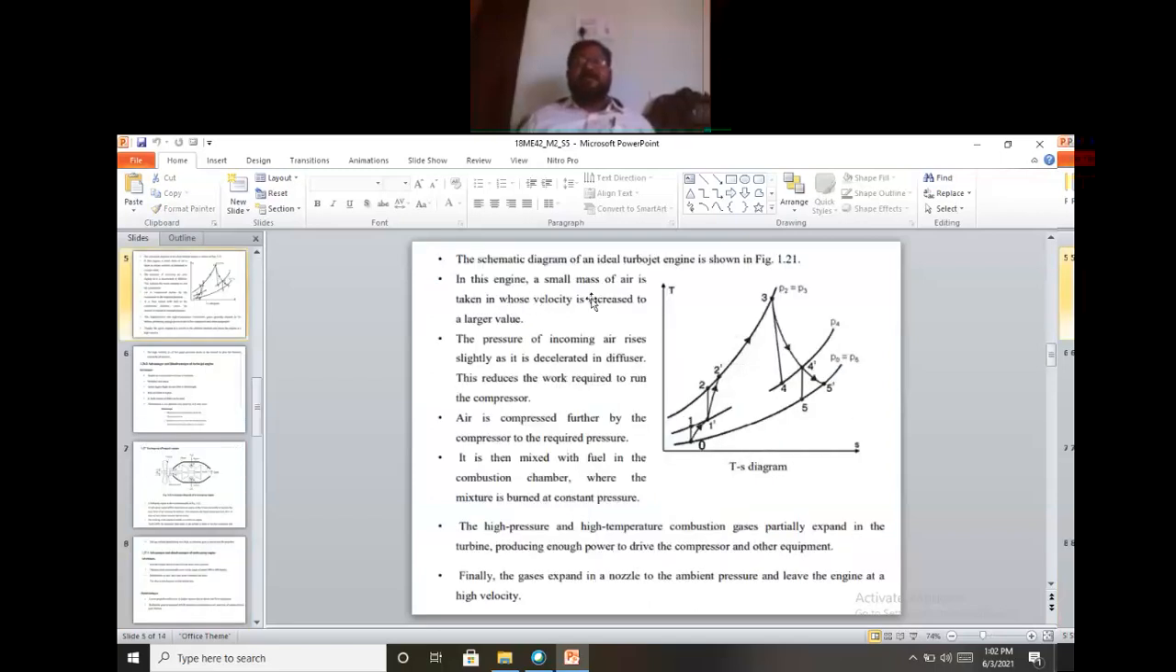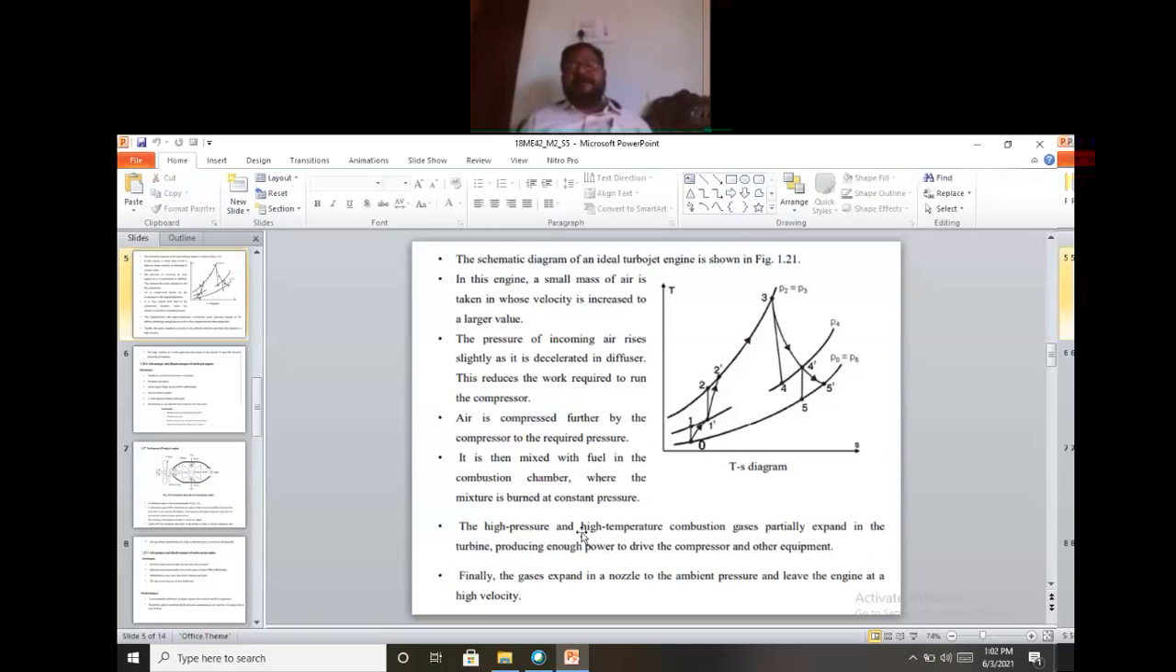A small mass of air is taken in, its velocity is decreased to a small value, and the pressure of the incoming air rises slightly as it is decelerated in the diffuser. This reduces the work required to run the compressor. Air is compressed further to the required pressure, then mixed with fuel in the combustion chamber, where the mixture is burnt at constant pressure.